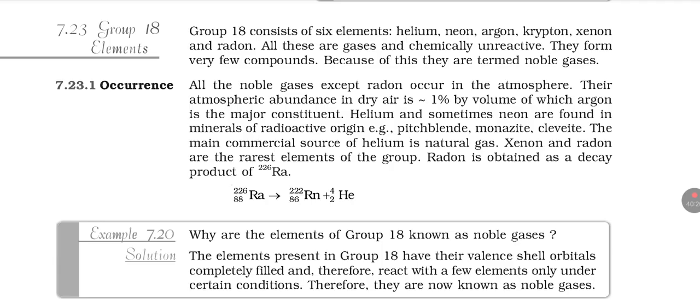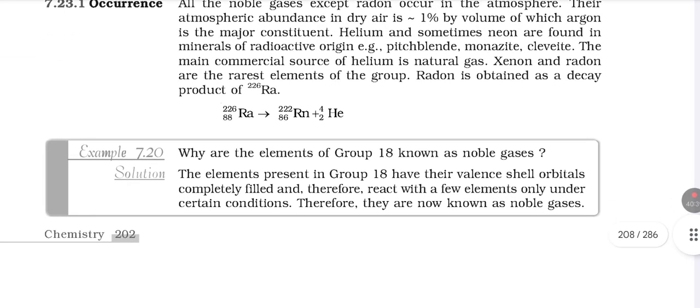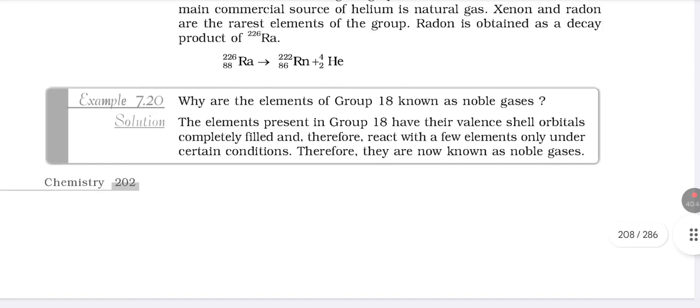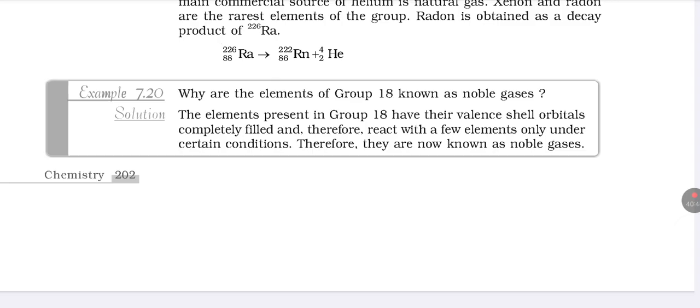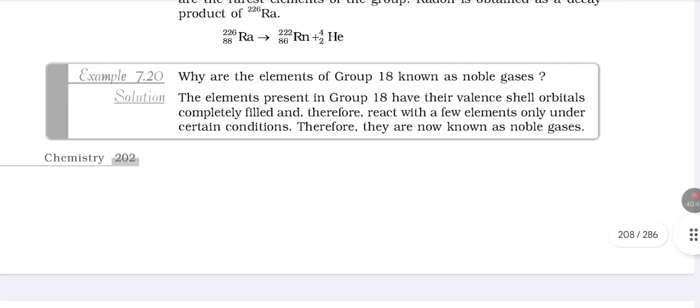Occurrence. All noble gases except radon occur in the atmosphere. Their atmospheric abundance in dry air is 1% by volume, of which argon is the major constituent. Helium and sometimes neon are found in minerals of radioactive origin. The main commercial source of helium is natural gas. Xenon and radon are the rarest elements of the group. Radon is obtained as a decay product of Ra.